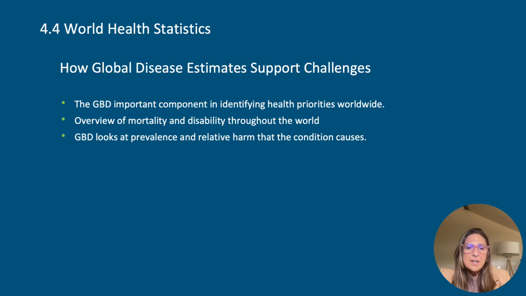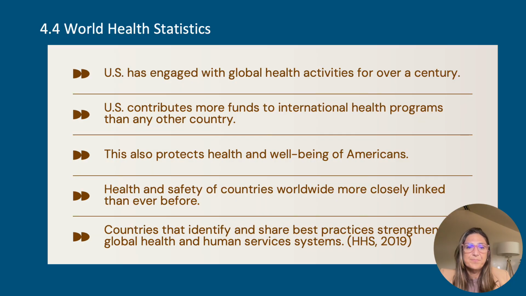So here we're going to talk about how global disease estimates support challenges. We're going to be identifying health priorities and looking at mortality and disability throughout the world, and also thinking about this in terms of prevalence and relative harm that these conditions cause.